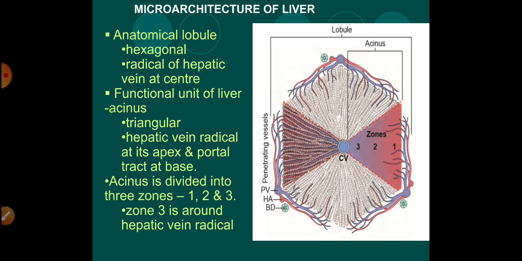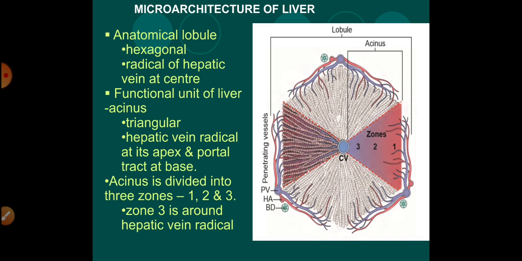The hepatocytes are arranged in sheets extending between the portal tracts, from the hepatic vein to the portal tract. And these hepatocytes are again divided into three zones: zone 1, 2, and 3. Zone 1 is periportal, nearer to the portal tract, and zone 3 is centriacinar, near the central vein.